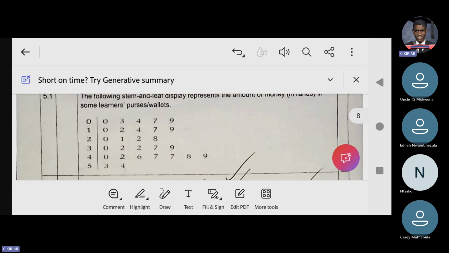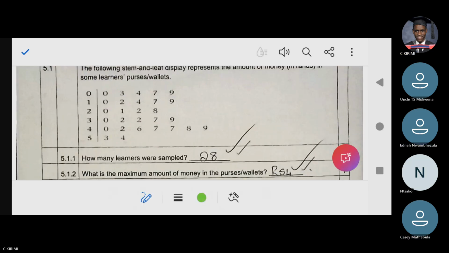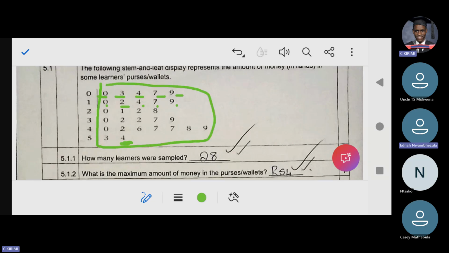How many learners did we check? 28. So these are the number of learners. You count: 1, 2, 3, 4, 5, 6, 7, 8, 9, 10, 11, 12. Yes, 28. That's how you do it. Where are you counting? You are only counting the leaves, not the stem. You don't count the stem, and you are not adding. You are only counting the leaves.